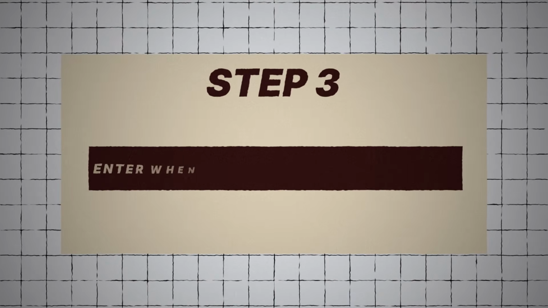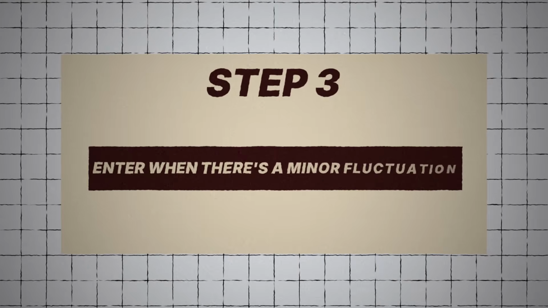Step number 3, enter when there's a minor fluctuation confirming the trend is resuming. Keep this in mind. This is something Dow said for a really long time. Continuation is much more probable than a reversal. So go back to your 5-minute chart for day trading, your daily chart for swing, or your weekly chart for a long-term hold. Look at that chart. Wait for price to show you it's ready to resume the primary trend.